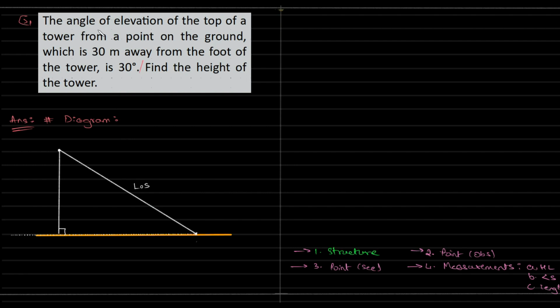Now let's read the question again. Structure is done, point of observation is done, point from where we see is done. Right? This is the point from where we see. Now we have to talk about the measurements.